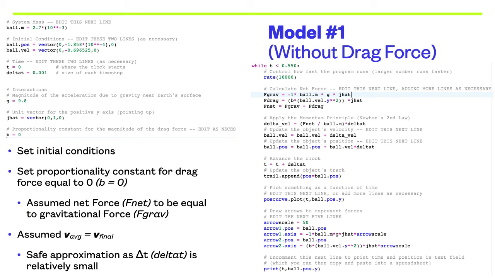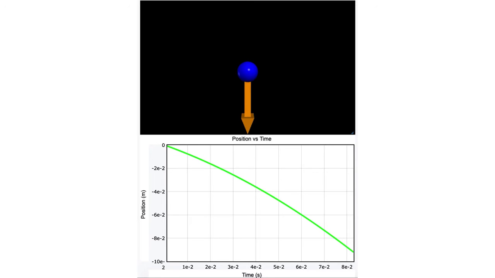In order to better understand the effect of the drag force, I developed two models. My first model assumed that the drag force had zero magnitude. I set the initial conditions as shown in the slides. The proportionality constant was also set to zero. I also assumed that V average equals V final. This was an adequate assumption, a safe one, as delta t was 1 times 10 to the negative third, which is a very small value. The no drag model is shown here.